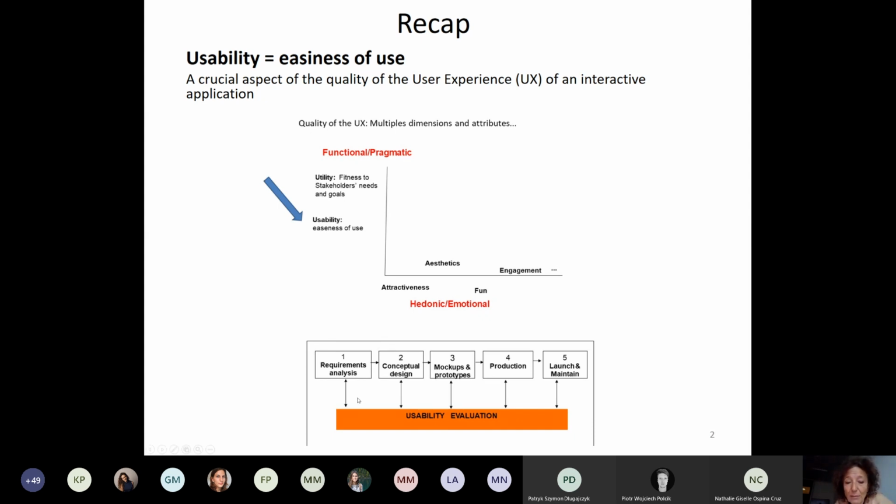The other aspect is that usability evaluation is a pervasive process, and you should think about usability since the very early stage of requirements analysis till the final product is launched on the market.